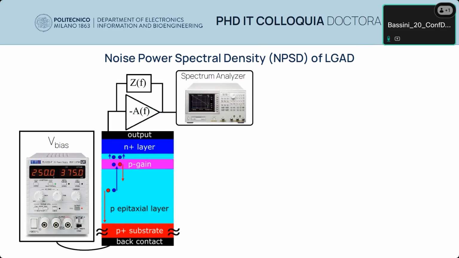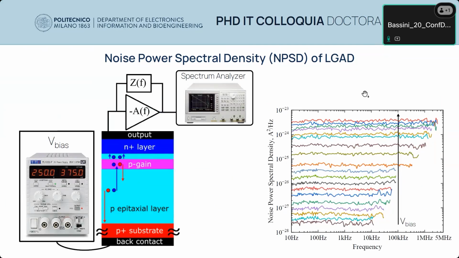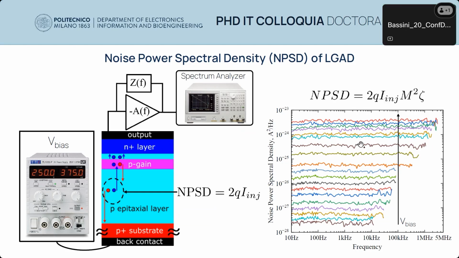The charge is created thermally inside the epitaxial layer and gets multiplied. When we increase the bias voltage in the system, the noise parallel spectral density increases by 4 orders of magnitude. The main contribution to this noise is the current injected into the gain layer. At the output, we have both contributions: the multiplied shot noise of the injected current and the excess noise factor, the factor which is present due to the non-deterministic nature of the impact ionization process itself.